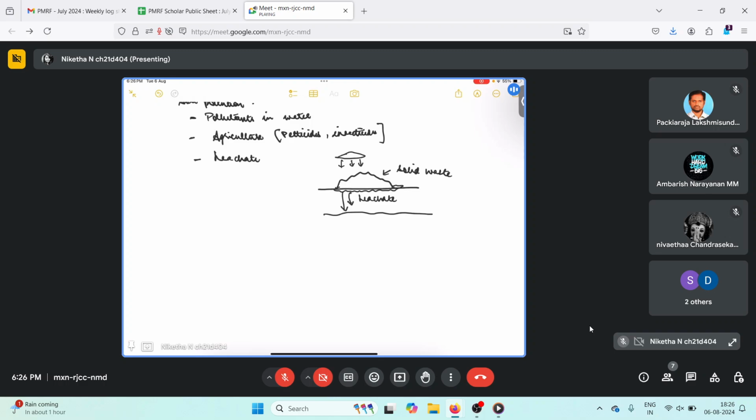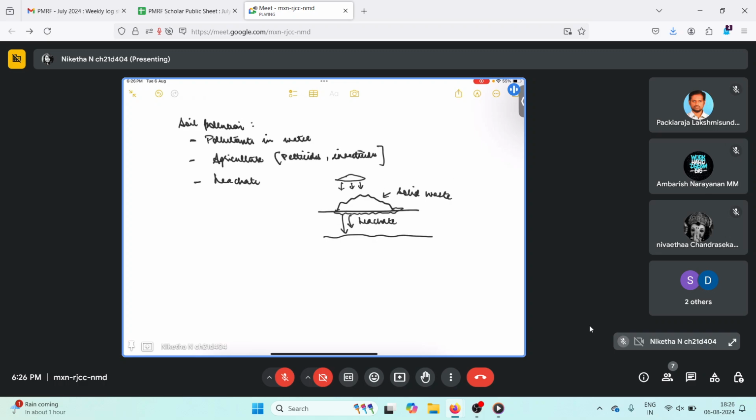Okay. So these are possible sources of soil pollution, and this soil pollution is also linked with groundwater pollution, because most of the time, whatever pollutants are present in the groundwater will also get transferred onto the soil, and vice versa. Whatever pollutants are there in the soil can also get transferred onto the groundwater. Any questions so far?